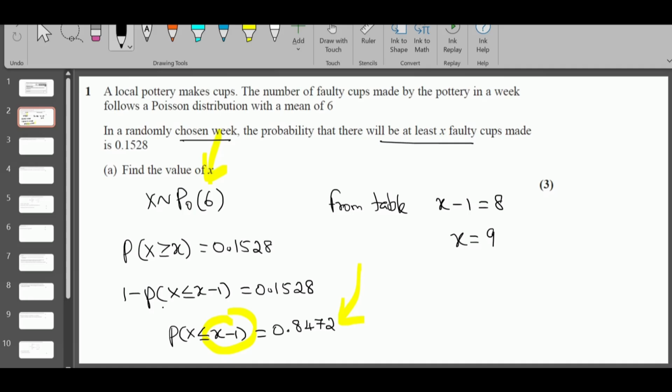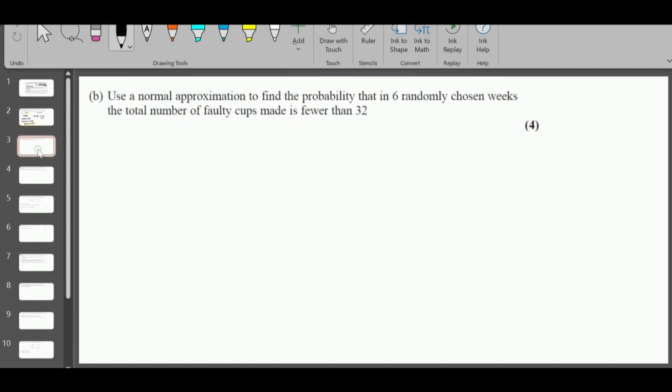That's all. It's an easy 3-mark question. Let's move on to part B now. Use normal approximation to find the probability in 6 randomly chosen weeks. So in 1 week, lambda is 6. For 6 weeks, it's 36, right?